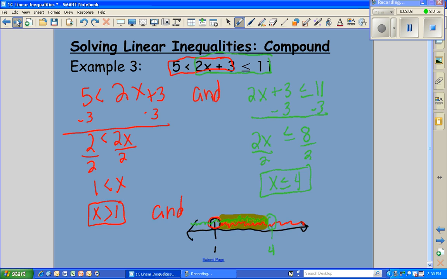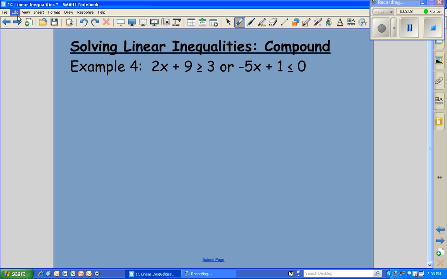All right, the opposite type is the or situation. So again, you've got the two inequalities. You work each one out. Subtract 9 from each side. You're going to get 2x is greater than or equal to -6. Divide each side by 2. X is greater than or equal to -3.